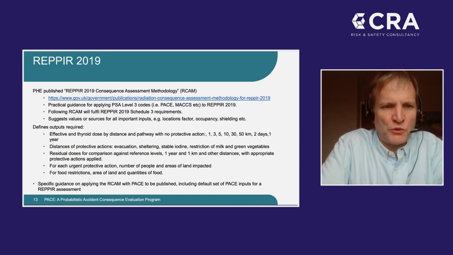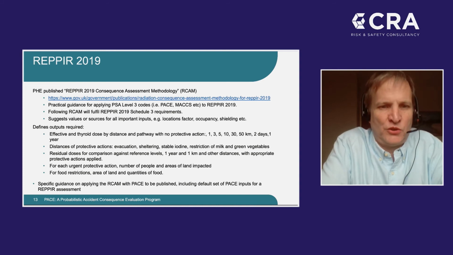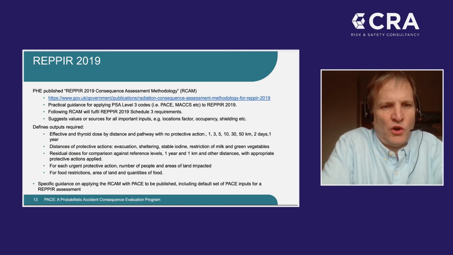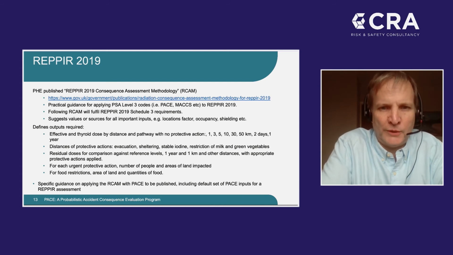I won't go through them in detail now, because I see that I'm running out of time, but you can see what they are there, and you can see how PACE could quite easily generate most of that and help you generate your consequence assessment report. As I say, that report by PHE was neutral. It didn't suggest or mandate a particular code. Currently, we are writing guidance on applying the RCAM with PACE that's going to be published soon, and will include a default set of data, so that this can be done quite easily when you need to do it.